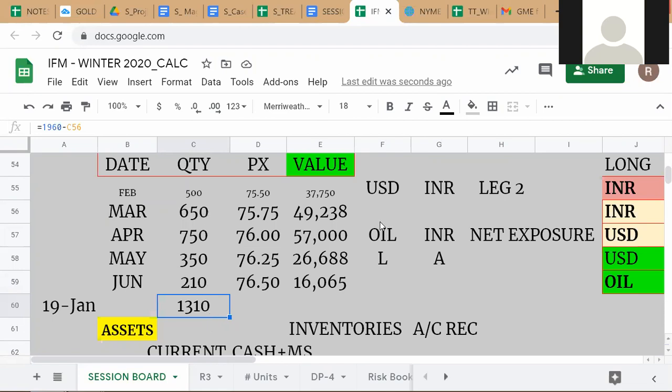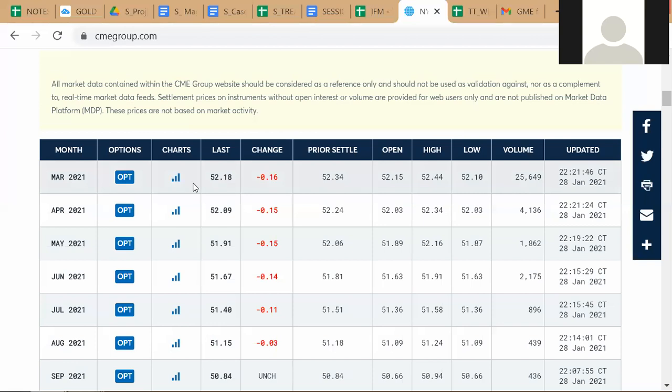So I will now... I will not be taking delivery. So I will close out 650 contracts. Essentially I will close out 650 contracts out of my position. And for the remaining 1310 contracts, what I will do is sell March and buy April. This is known as a future spread.